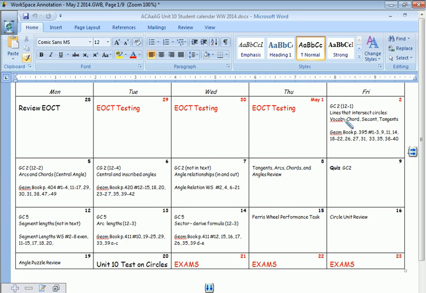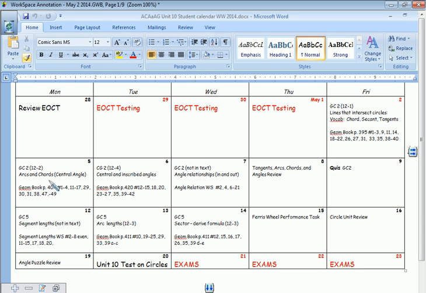We are starting the second part of our circle unit today. What I have here is a copy of our calendar for the second half of the unit. You see here we're starting on Friday, May 2nd. We're going to be exploring lines that intersect circles. Some of our new vocabulary would be chord, secant, and tangents. We have worked with tangents before, so that's not brand new vocabulary.